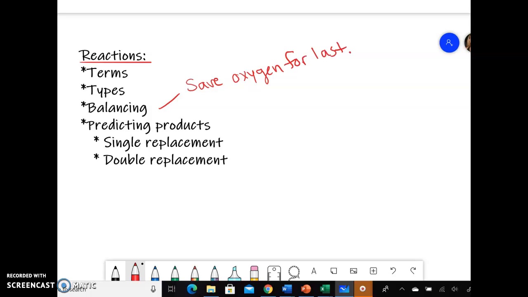It tends to be the troublemaker, so a lot of times you can work everything else out and then oxygen just kind of works itself out. Another trick is, if you have an odd-even issue, so like you have an odd number on one side and an even number on the other side, you can multiply the odd part by 2. So if you're not sure what to do, multiply the odd number by 2 and then go back and fix everything else except oxygen, and again, a lot of times that'll solve your problem.